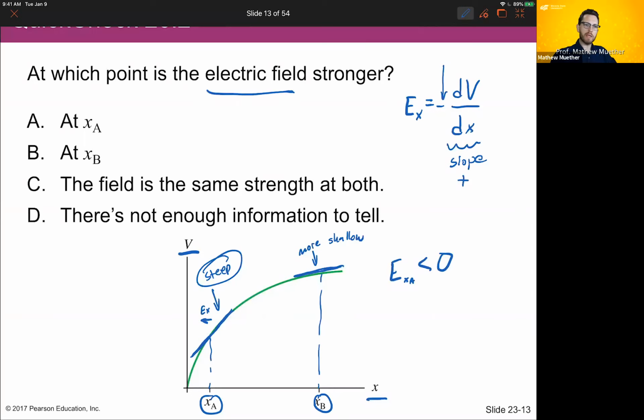And that's what we might expect because we know particles want to move, positive. If I had a positive particle and I put it in this potential, it wants to move towards decreasing values of electric potential.